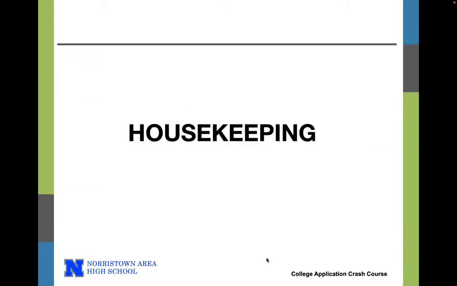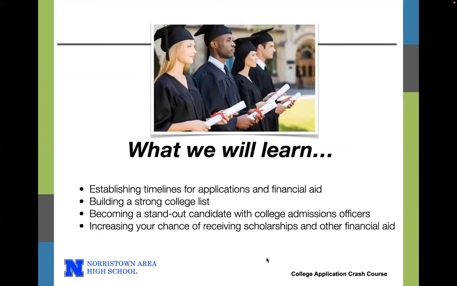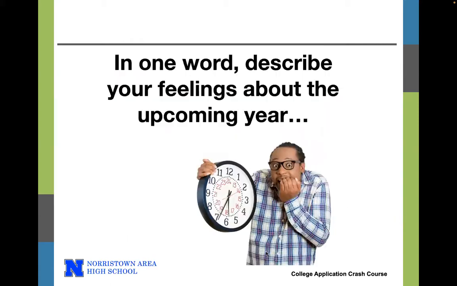All right, okay. So this is what we're going to learn tonight. We're going to talk about some timelines for applications and financial aid, building a strong college list, becoming a standout candidate with college admissions officers, and increasing your chances of receiving scholarships and other financial aid. So we'll talk about increasing those odds, but again, we're going to talk about the actual mechanics of the money tomorrow night, okay?